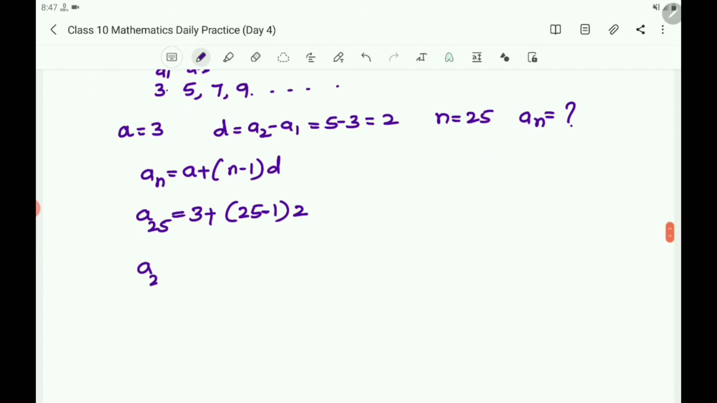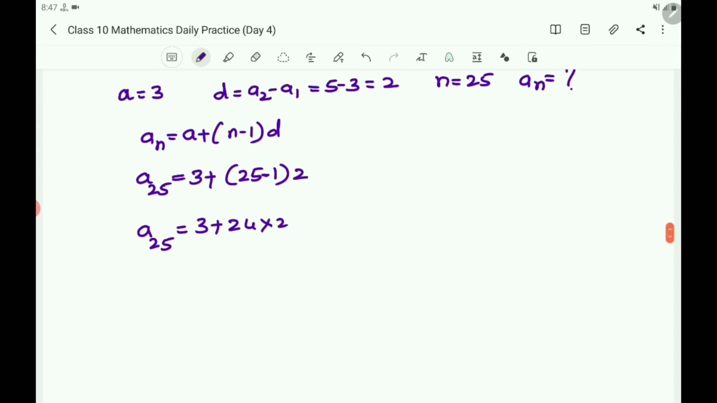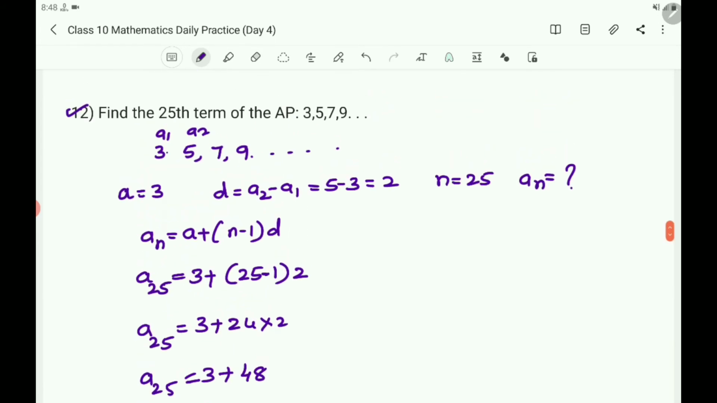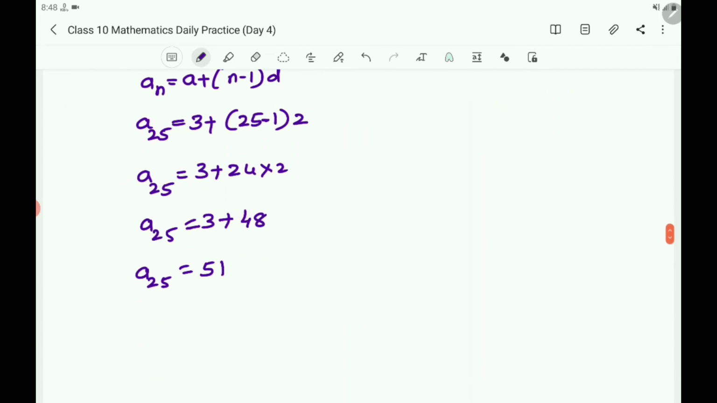Then a25 equals 3 plus 25 minus 1 is 24 into 2. So a25 equals 3 plus 24 twos are 48. Then a25 equals 48 plus 3. 48 plus 3 is 51. Therefore, the 25th term of the AP is 51.